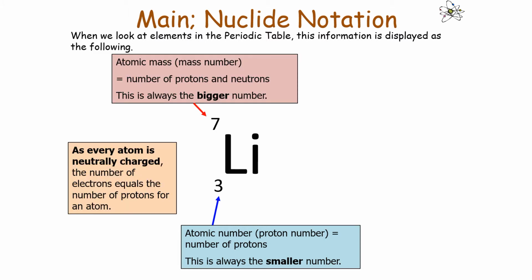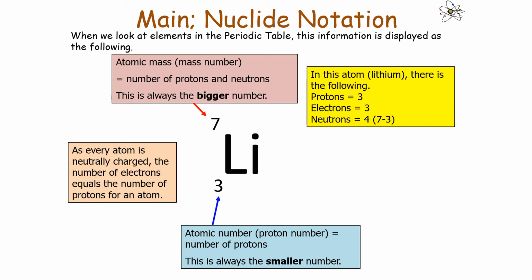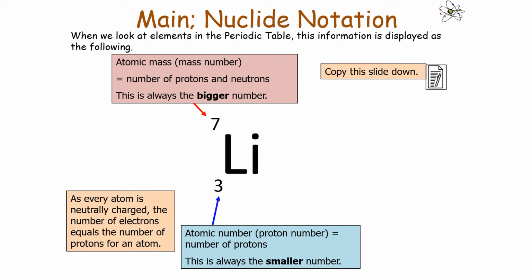Now as every atom is neutrally charged, the number of electrons equals the number of protons for an atom. So all atoms have to be electrically neutral, so the charge of protons and electrons cancel each other out. So in this atom there are 3 protons, 3 electrons but 4 neutrons, because you're doing 7 minus 3 to work out the number of neutrons.